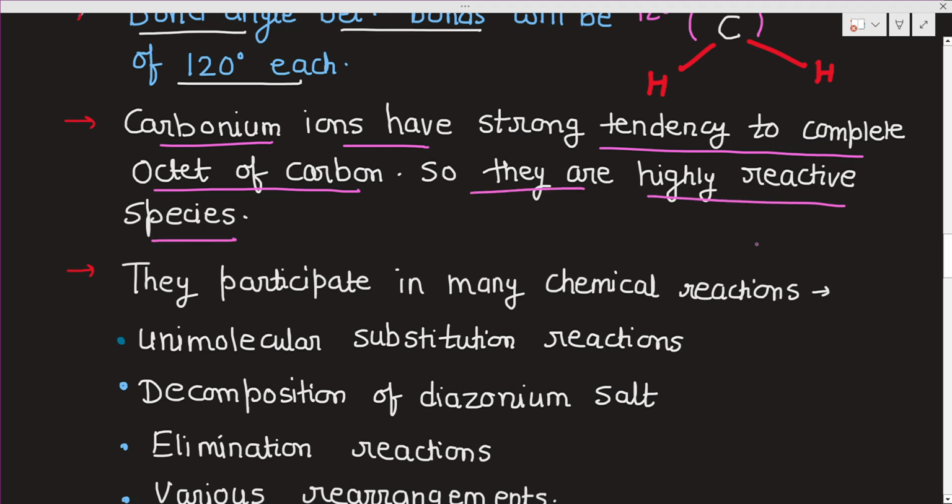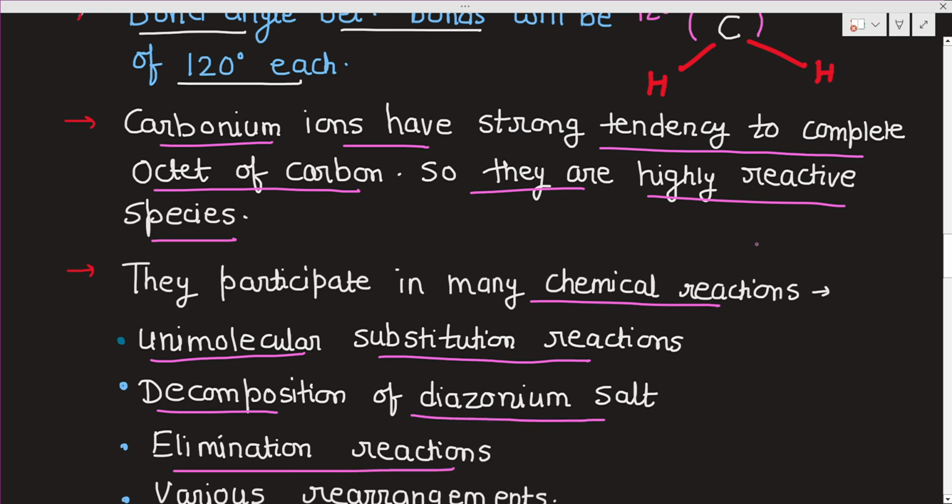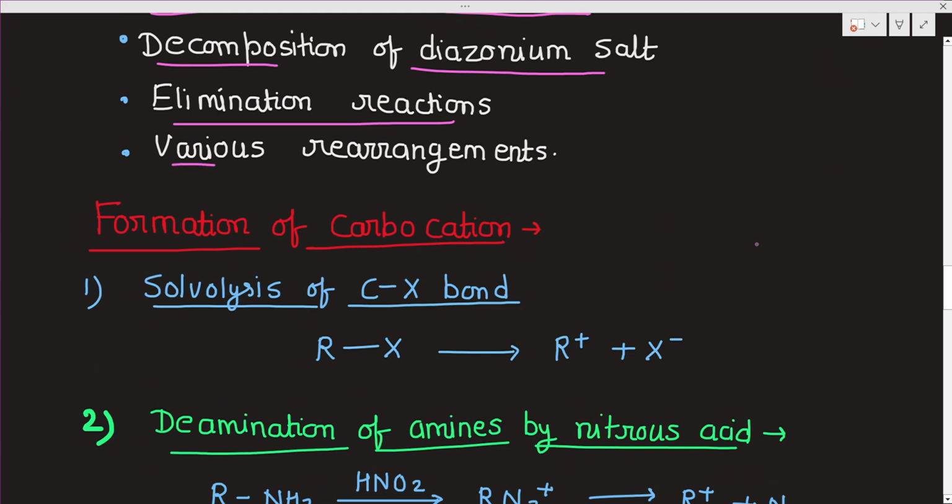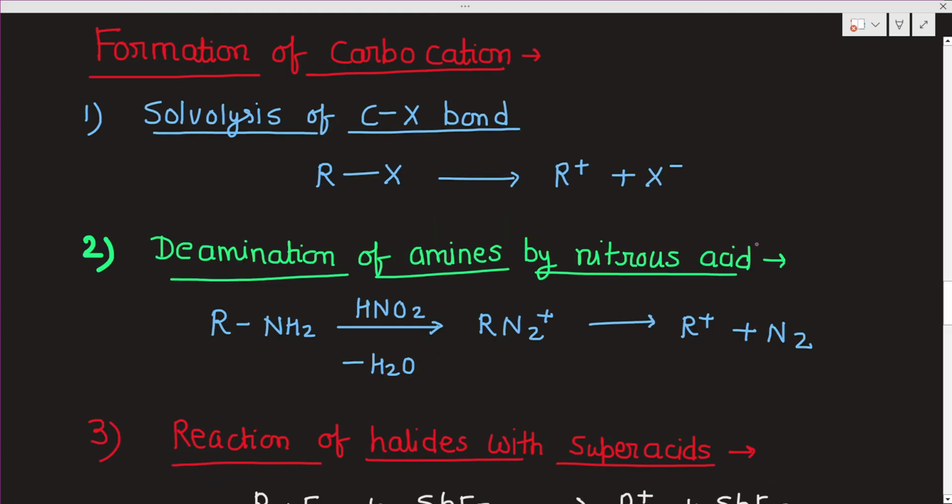So these are highly reactive species. They can participate in many chemical reactions. Some of the reactions are unimolecular substitution reaction, decomposition of diazonium salt, elimination reaction, and various types of rearrangements. Now see the formation of carbocations. How the carbocations are formed.